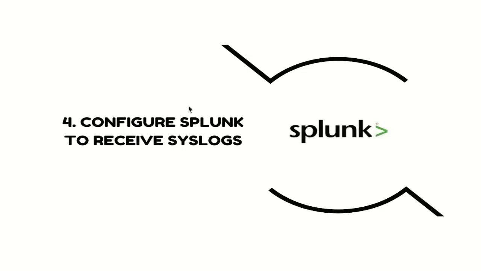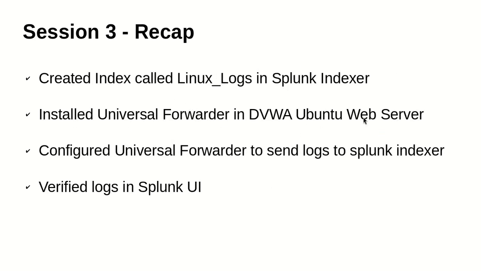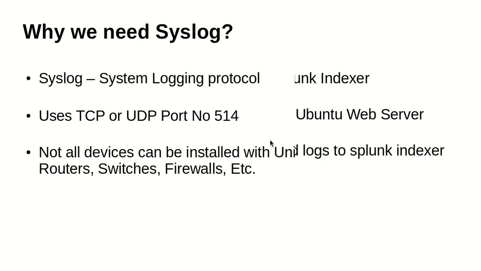Okay, let's move on. Before we start this session, let's do a quick recap of what we had completed in our last session. We created an index called Linux logs in Splunk Indexer, and we installed a universal forwarder in DVWA web application, which is based on Ubuntu server, and then we configured the universal forwarder to send logs to the Splunk Indexer. Then we verified the logs which were coming from the DVWA application into Splunk, so we were able to see multiple web requests from the different servers. Right, let's jump into today's session.